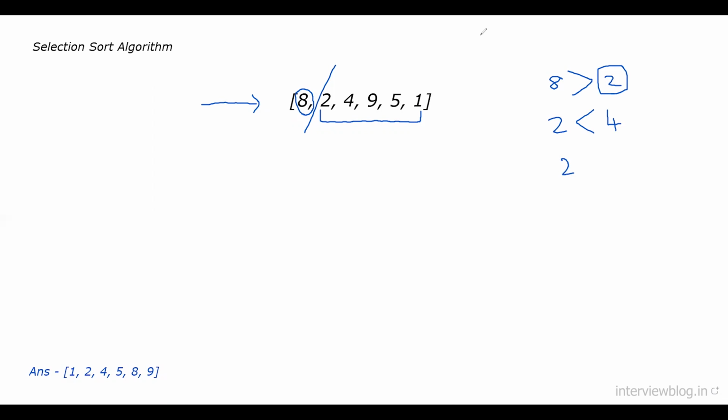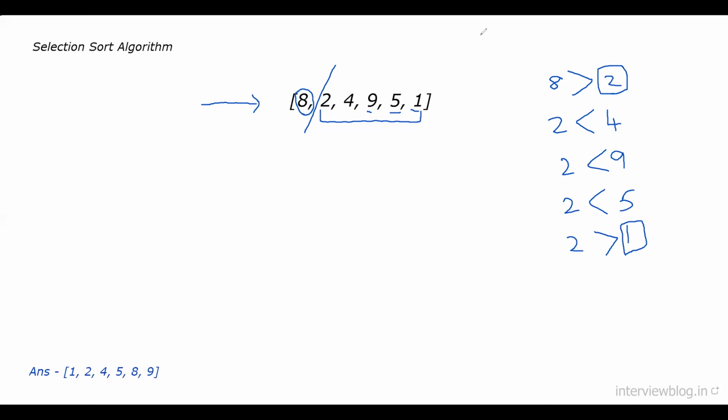Now I'll compare this 2 with 9. While comparing 2 and 9, we can see that 9 is greater than 2, hence my smallest element is still 2. So now I'll compare 5 with 2. While comparing 5 with 2, we can see that 5 is greater than 2 and hence my smallest element is still 2. Now I'll compare 1 with 2, but we can see that 1 is less than 2. So my smallest element would be 1 now.